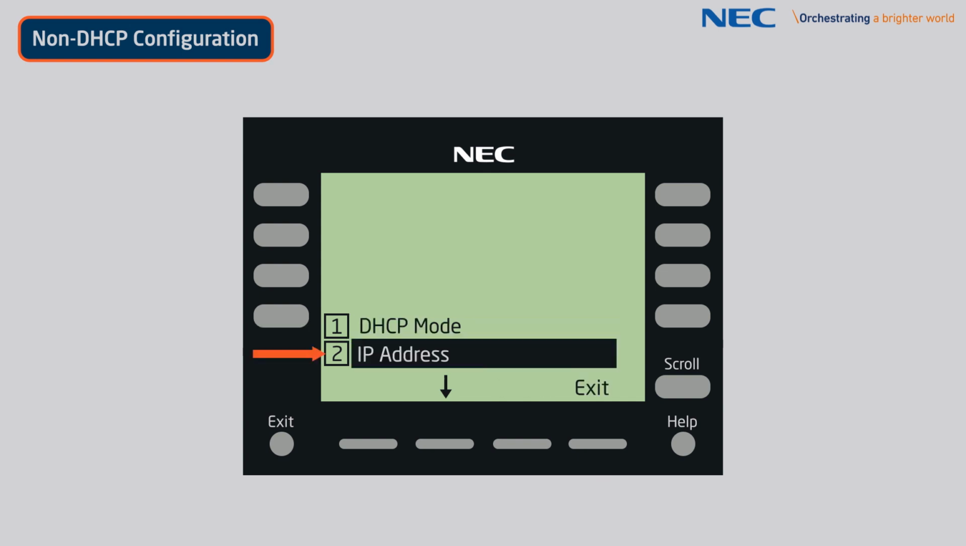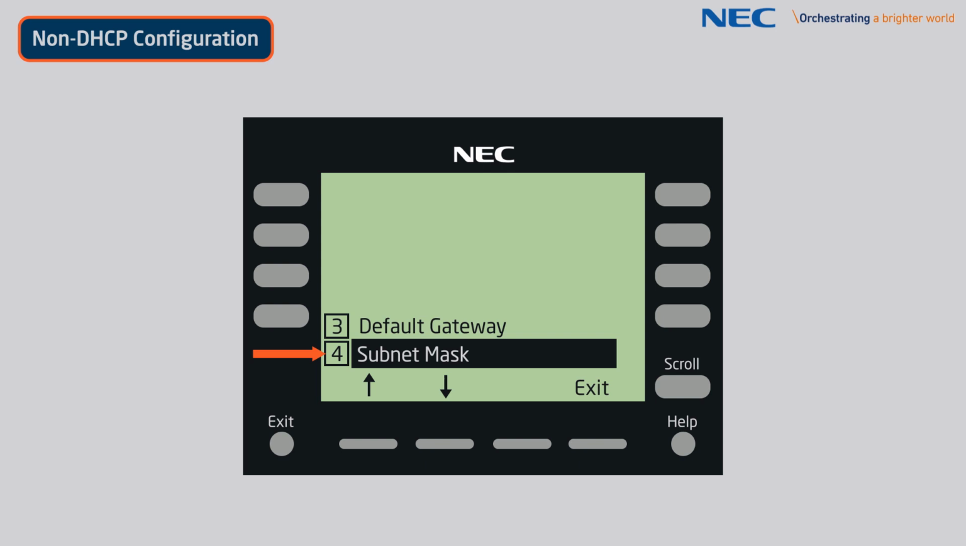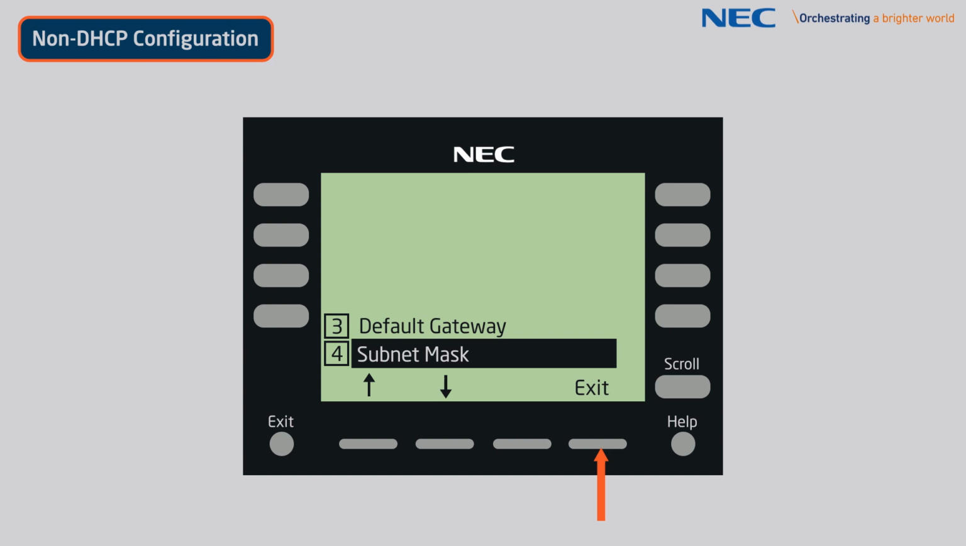Press 2 to select IP address. Enter the IP address for the terminal and press OK. Press 4 to select Subnet Mask. Enter the valid subnet mask and press OK. Press the Exit Soft key 2 times to go back to the Admin menu.